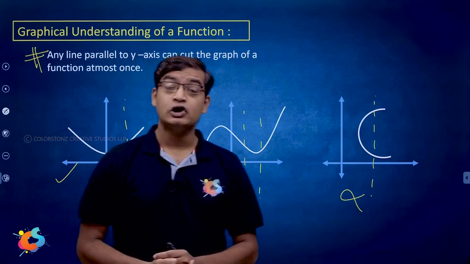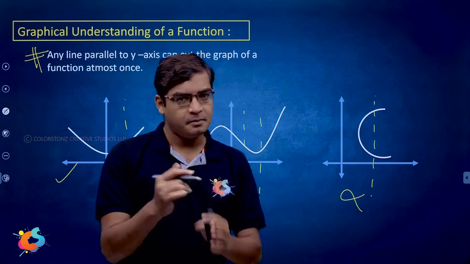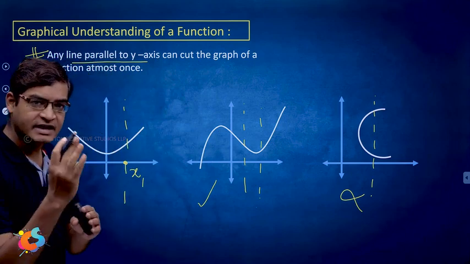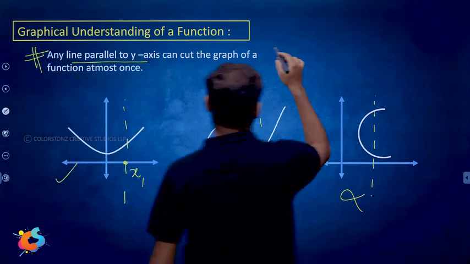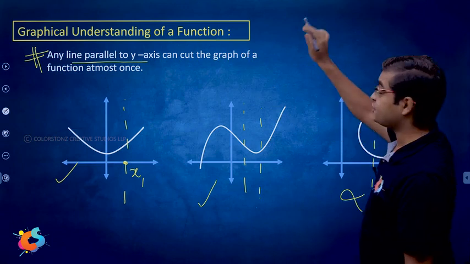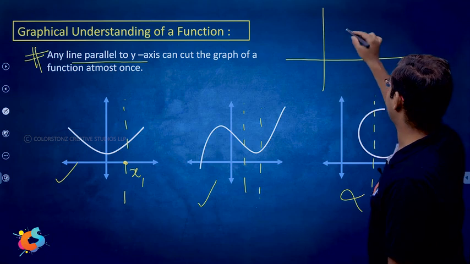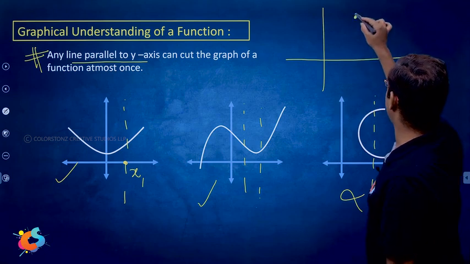Is it clear for you? So if you find a line parallel to the y-axis, parallel to the y-axis means it is having one single x-coordinate. If you find a line parallel to the y-axis which is cutting the graph more than once, then that will not be a function. Let me show you one more example.